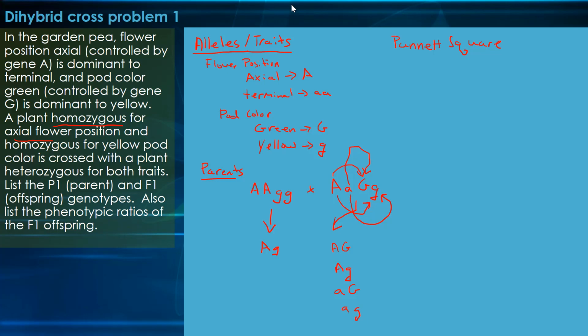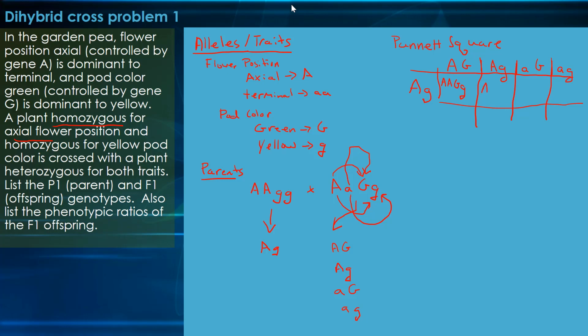So we're going to need a Punnett square, just one on the side here, single gamete, and then 4 different gametes on the top. Big A, big G, big A, little g, little a, big G, and little a, little g. 4 possible offspring come out of this. Big A, big G, little g. So that one is axial, and it is green.